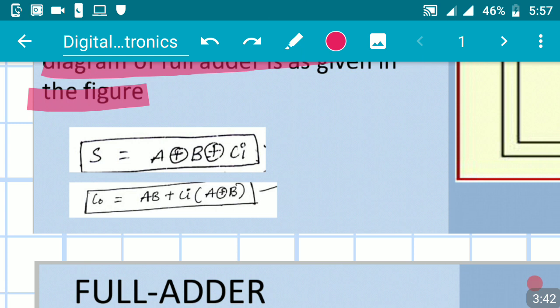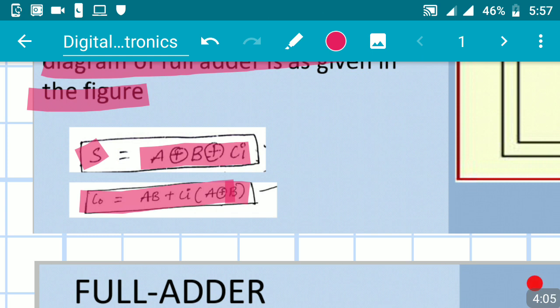These are the expressions you need to remember. S is equal to A XOR B XOR C in, is the exact meaning of it, and carry C out is going to be A AND B, OR C in AND A XOR B.